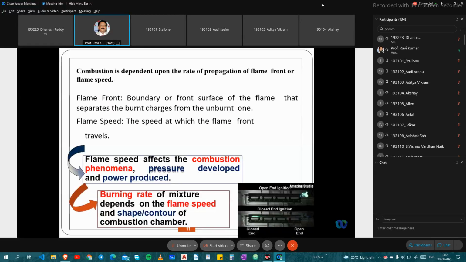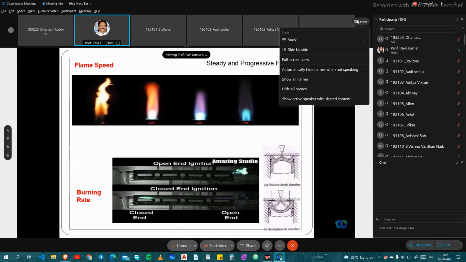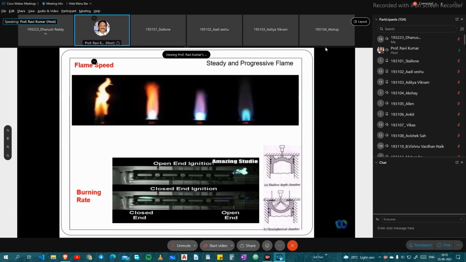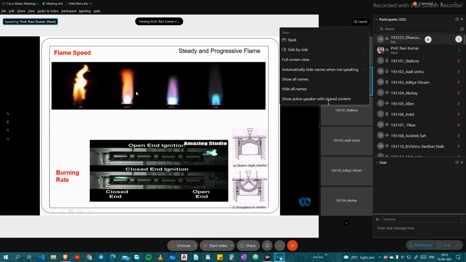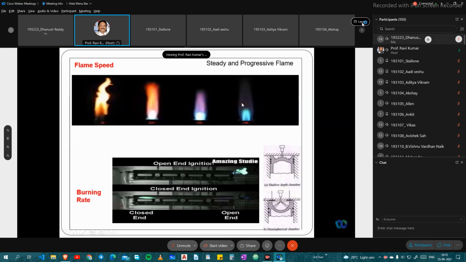We're going to get good boundaries, good speed, and a good flame front. You can see the steady and progressive flames; we are going to see different types of flames. You are seeing from the first one to the last one, where we see this initially. Then we go to the second stage, then the third stage, and then the final stage. And we have a burning rate also.